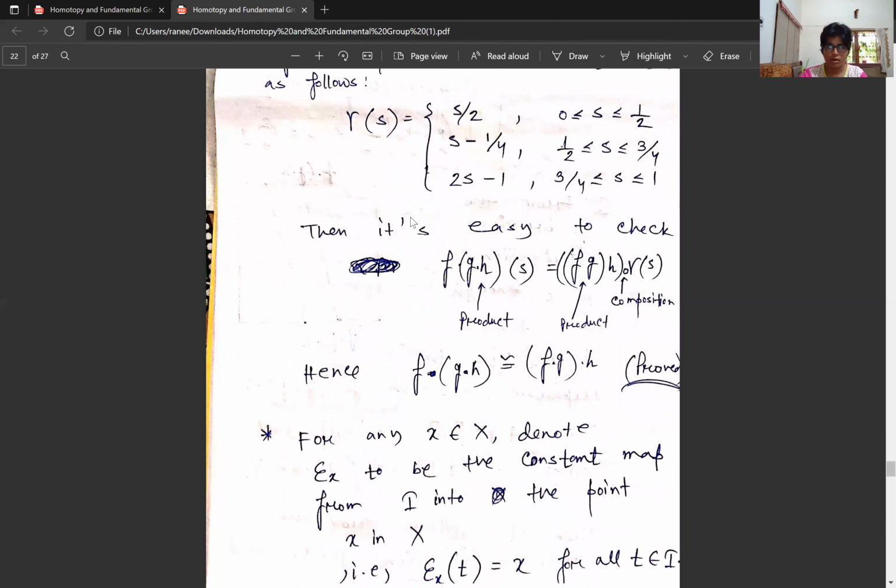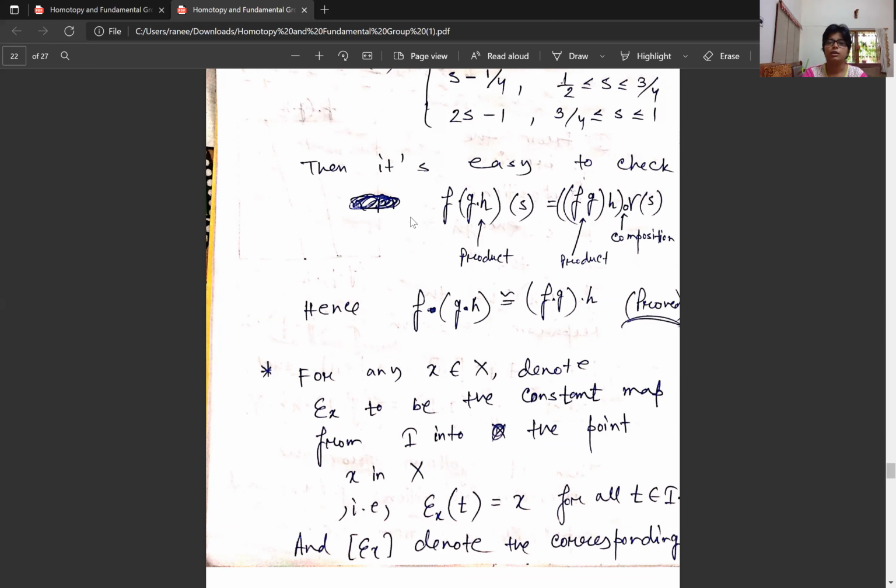Then it will be easy for you to check that the product of f with the product of g and h is the same as the product of fg with h, composed with gamma. So it means that one is a reparametrization of the other. So then by the previous proposition we can say that they are homotopic to each other.